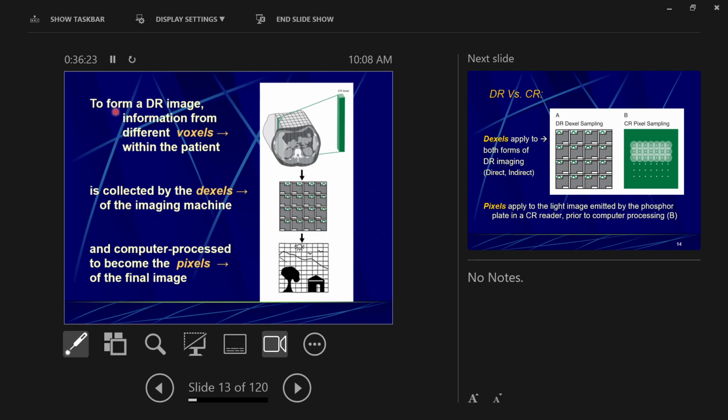To form a DR image, information from different voxels within the patient are collected by the dexels of the imaging machine, of the plate, of the image receptor, and the computer processes the information in those dexels to become pixels on the computer screen.